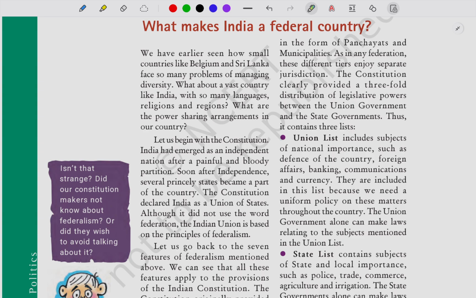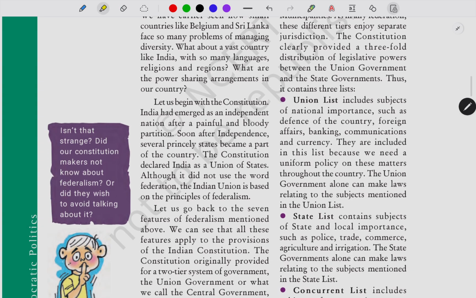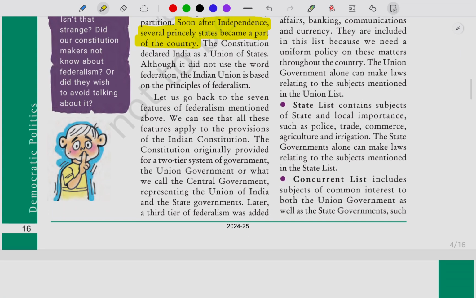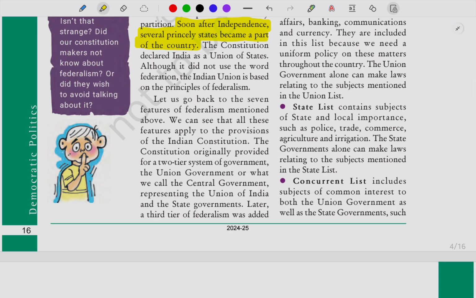Okay, so this is not quite an important sentence, and there is a high probability that this won't be asked in the board exams, but keep it just in case. The constitution declared India as a union of states. Although it did not use the word federation, Indian Union is based on the principles of federalism. Okay, let us go back to the 7 features of federalism mentioned above. We can see that all these features apply to the provisions of the Indian Constitution.